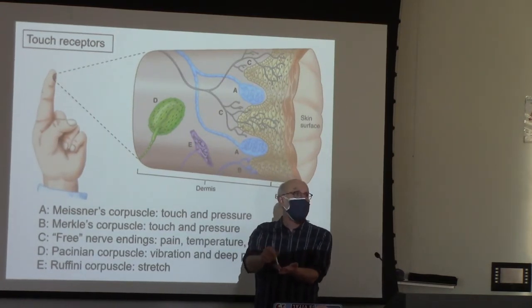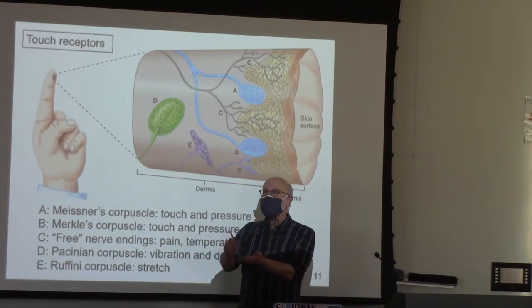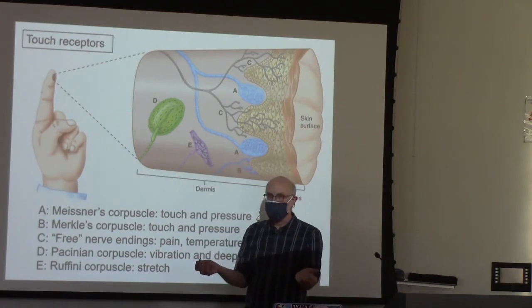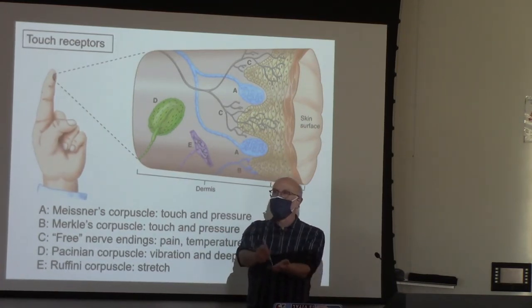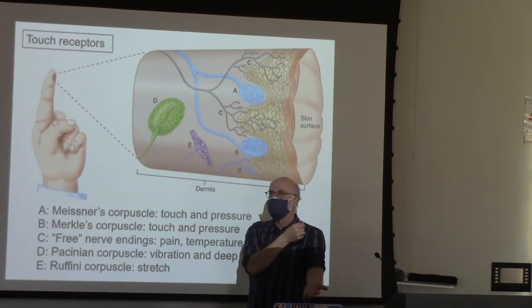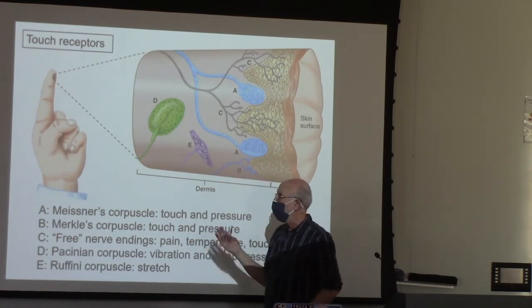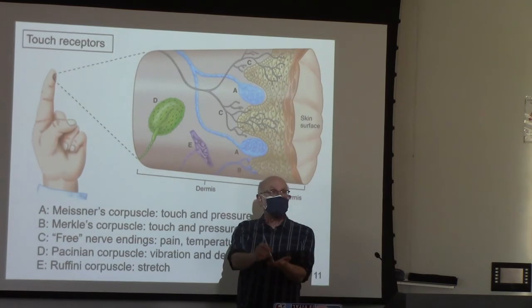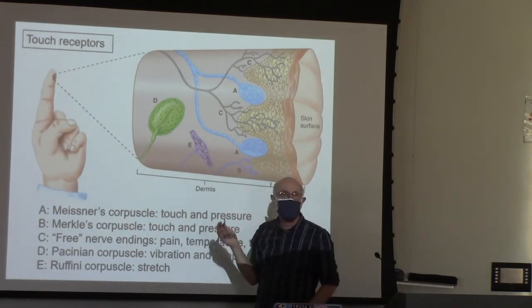Those channels are cation selective, and now you know where we're going. Opening cation selective channels, sodium influx, depolarization, threshold, action potentials, propagation of the nerve. So it starts, but this is what I want you to know, even though it's not on the slide, is that touch and pressure start with stretch-activated ion channels in these various corpuscles of the skin.